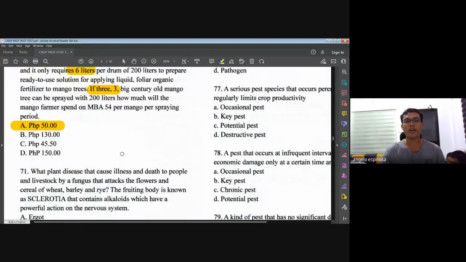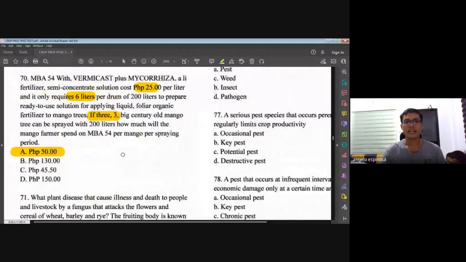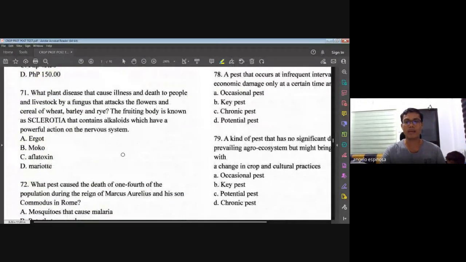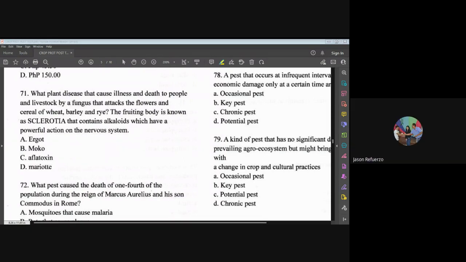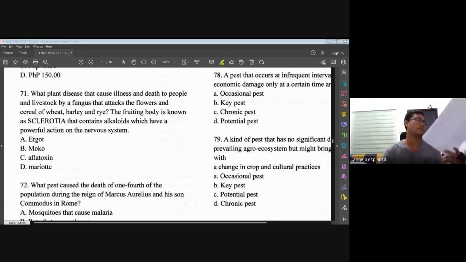Okay? And then we have number 71. I will give you more computation of this next Saturday because next Saturday you will be having another crop protection post test. That would be 200 items. Oh, sir, bakit puro question-question na tayo, guys? Malapit ang board exam. Wala na tayong lecture-lecture ngayon. Puro na tayo exam-exam. Okay? There will be more. I will be giving you 20 items, puro computation lahat. And I will require everyone to use their calculators.